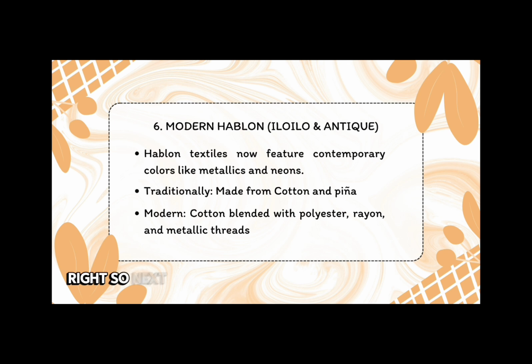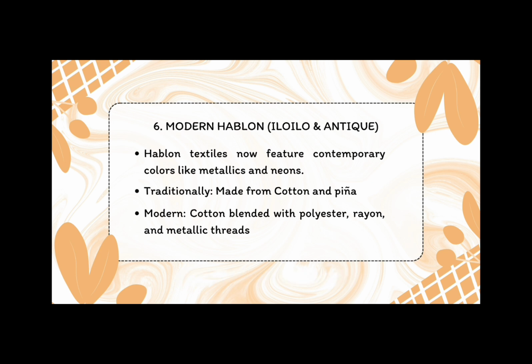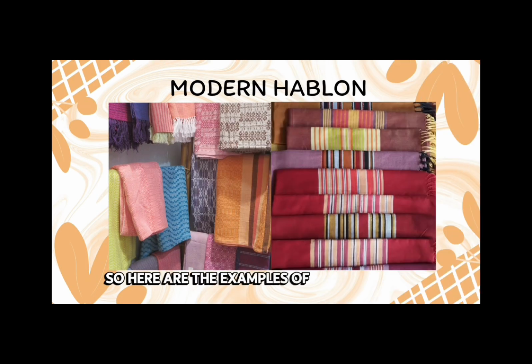So next, modern hablon from Iloilo and Antique. Hablon textiles now feature contemporary colors like metallics and neons. Traditionally, it is made from cotton and piña fiber. But in the modern version, cotton is blended with polyester, rayon, and metallic threads. They appear in resort wear, everyday clothing, and table runners and decors. So here are the examples of modern hablon.